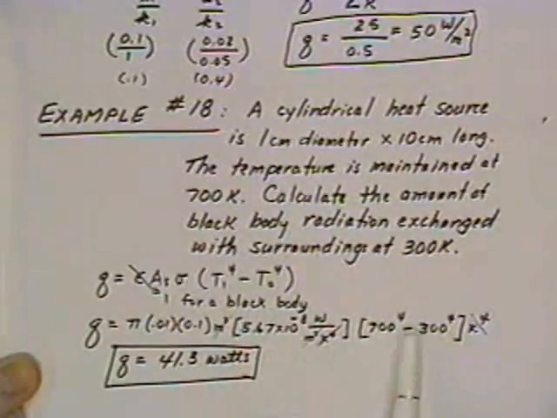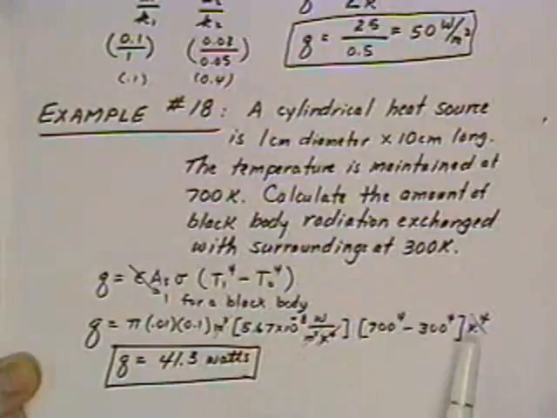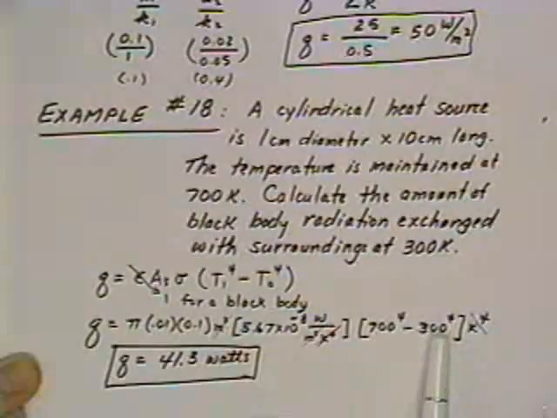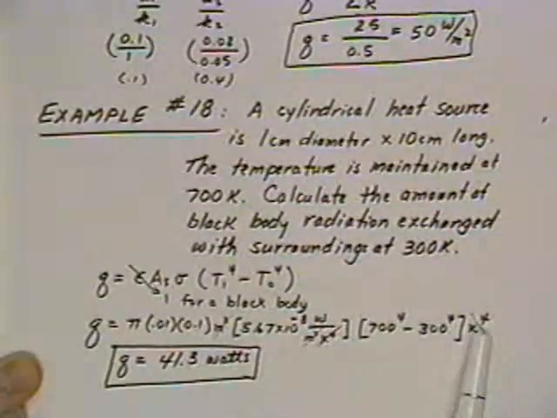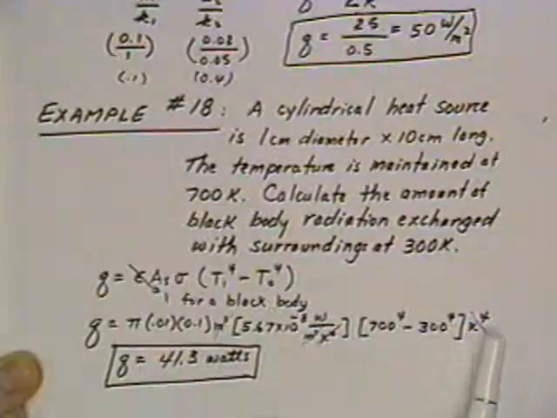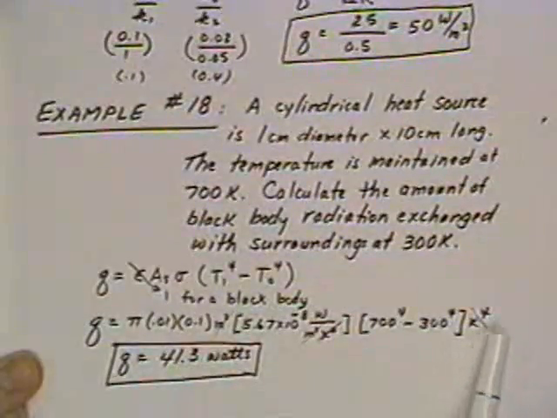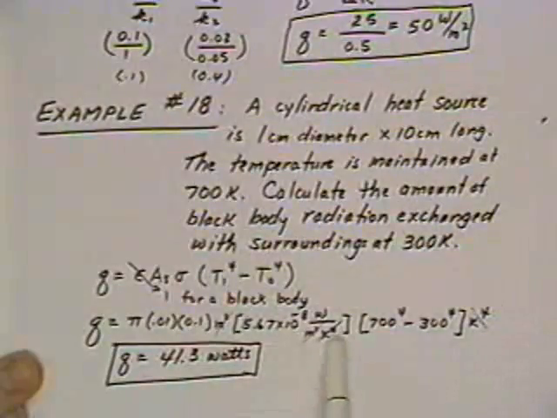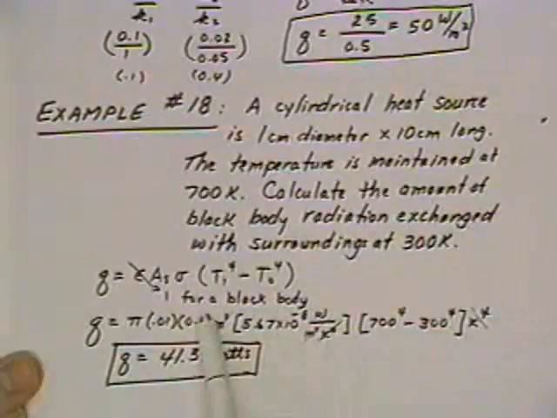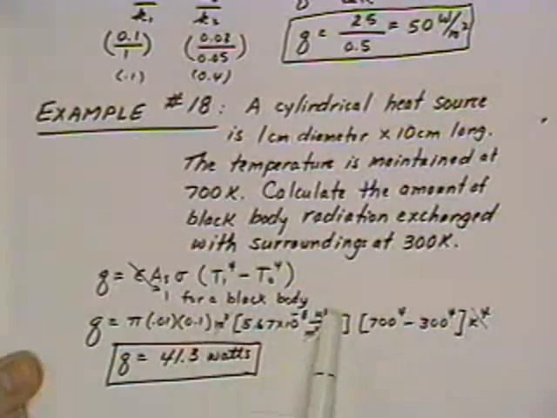A real common mistake that you don't want to make is 700 minus 300 in parentheses to the fourth power. That's wrong. It's each one to the fourth power: 700 raised to the fourth power minus 300 to the fourth power. And of course that's Kelvin to the fourth once you make those calculations. So Kelvin to the fourth here cancels with Kelvin to the fourth here. Meter squared here, dealing with surface area, cancels with meter squared here, and we're left with watts.